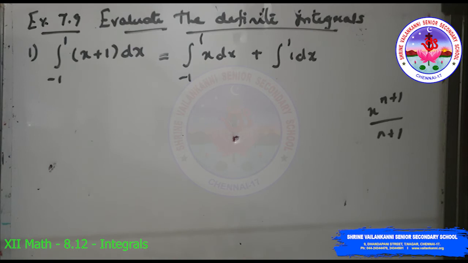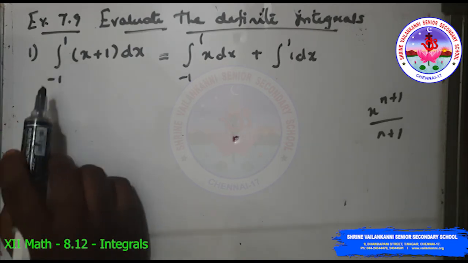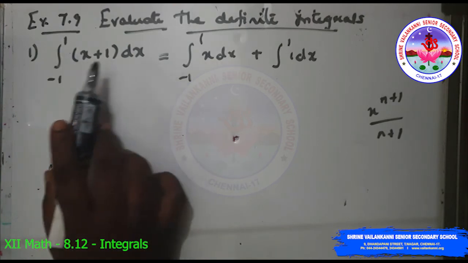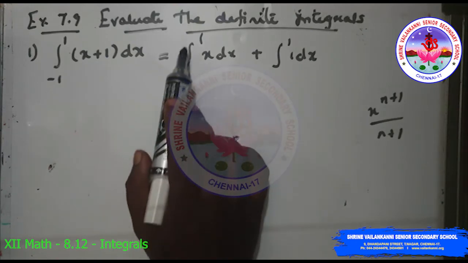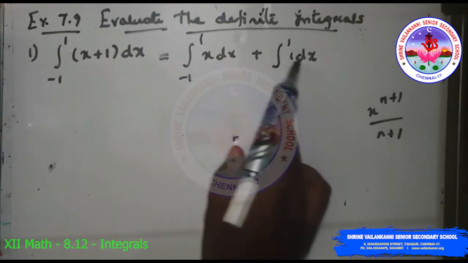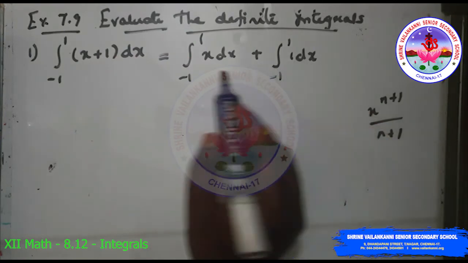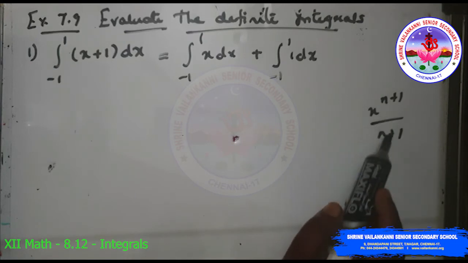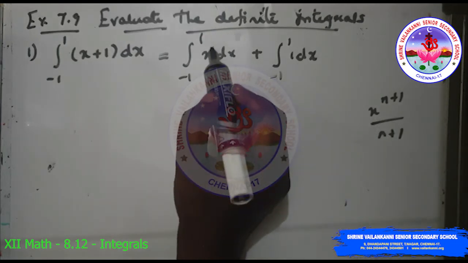Exercise 7.9, evaluate the definite integrals. So first question, integral of minus 1 to 1 x plus 1 dx, which is equal to, separate this into two integrals. So integral of minus 1 to 1 x dx plus 1 into dx. So integrating x dx using the formula x power n plus 1 by n plus 1. Here it is x power 1.